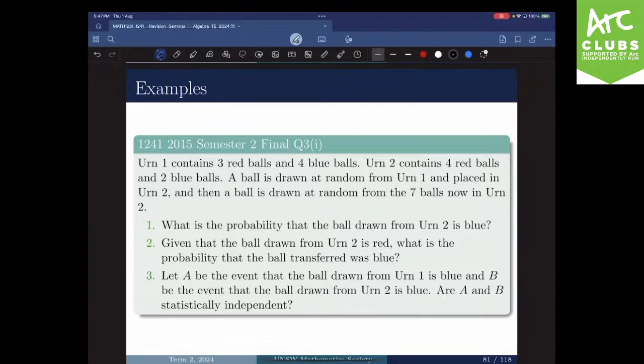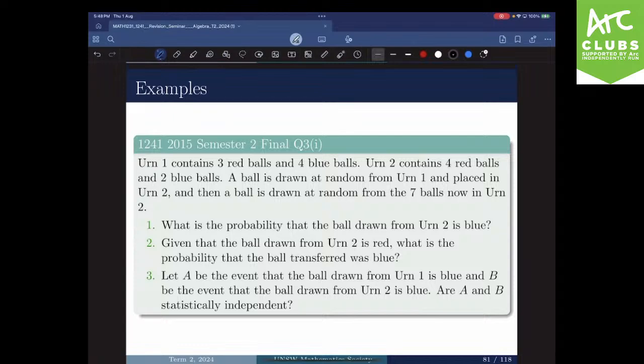So the issue with this question is that the probability of the ball drawn from urn 2 being blue actually depends on what ball we draw from urn 1, right? Because if we draw a red ball from urn 1 versus a blue ball from urn 1, that will change the probability of the ball drawn from urn 2 being blue. So what can we do? We can separate this into the 2 separate cases.